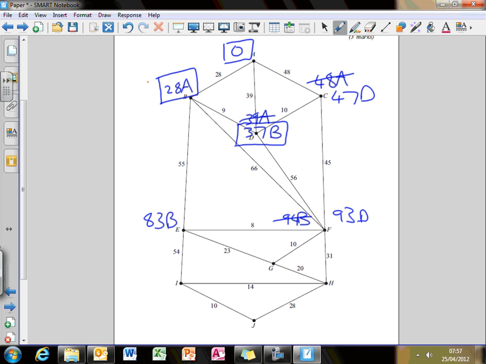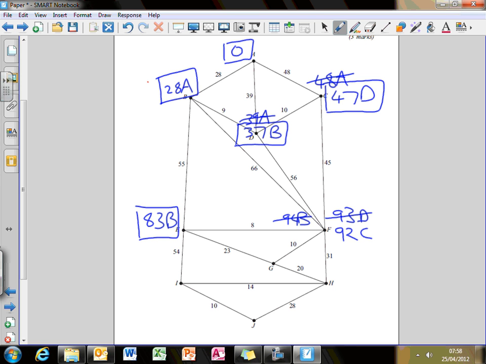Right, so now I've boxed the smallest number that hasn't been boxed so far. That's 47. 47 plus 45 is 92, which is smaller than 93, so I cross it out neatly. I put 92, and I've travelled from C. What else can I do from the C? I think that is my lot, isn't it? Yes. So now I box the smallest number that hasn't been boxed so far, which is 83. Box that.